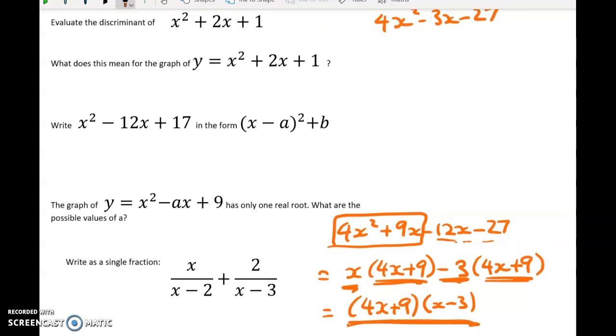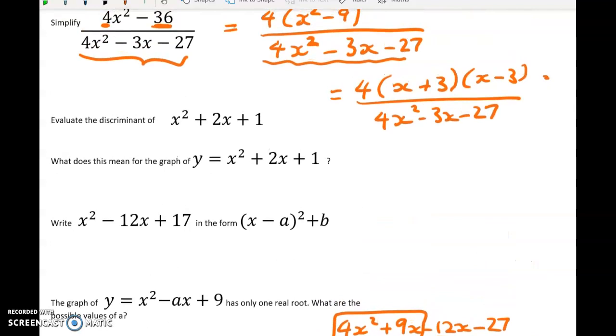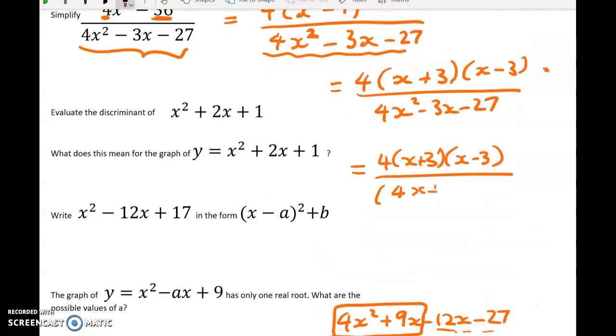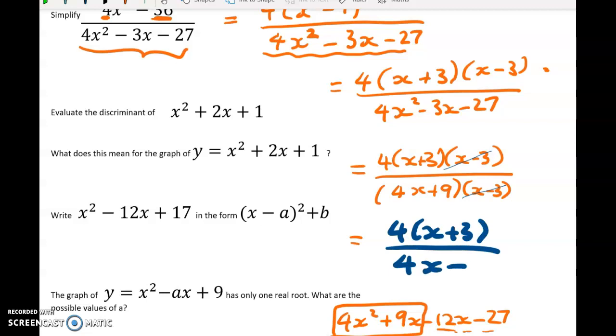All right, so from down here, we're going to replace the denominator with that factorized version. So we've got 4 times x plus 3, x minus 3, divided by 4x plus 9 times x minus 3. And you can see now that we've got a common factor. The common factor is x minus 3, so we can divide through by that. That gives me my final answer of 4 times x plus 3 over 4x plus 9. And I can leave it like that, or I could expand out the numerator. It doesn't matter too much.